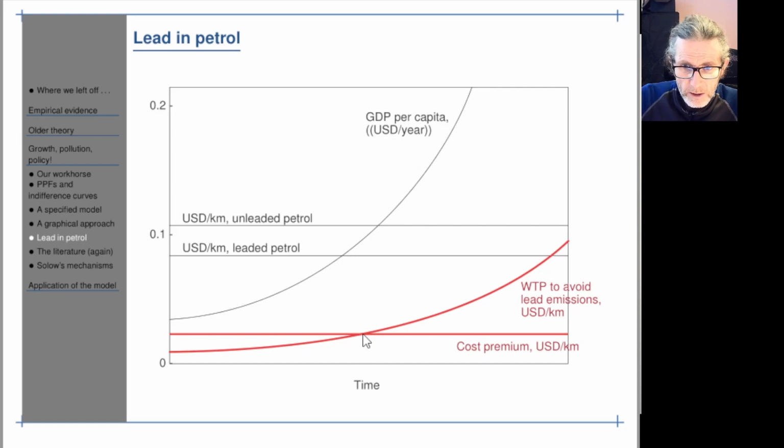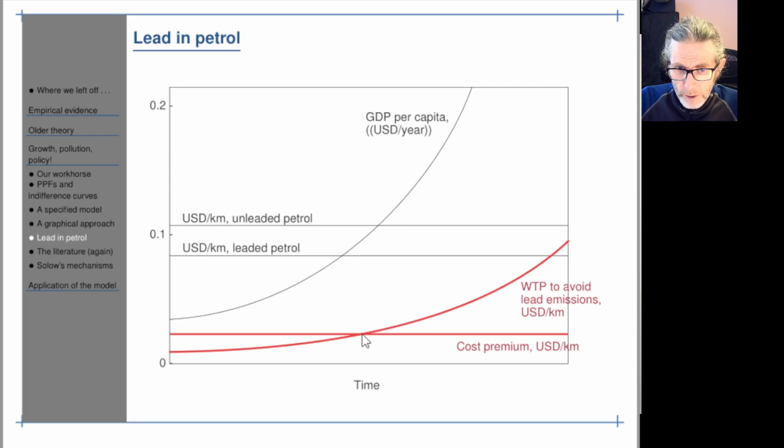So at that point, in an optimally regulated economy, we would stop adding the lead, basically. Or if that phi is greater than 1, we would transition out of lead. If phi is just equal to 1, which is actually a pretty reasonable case, you would just stop adding the lead. And that's what we did.